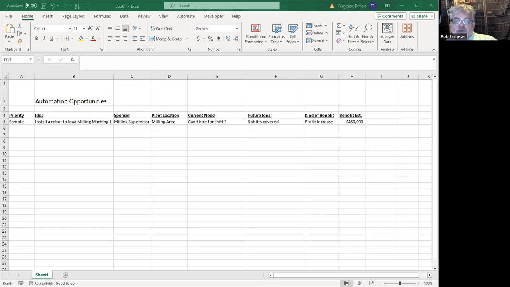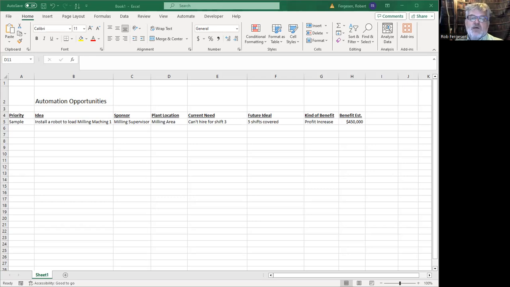The third column is sponsor. This is probably, of all those columns, the most important column. Who is the primary sponsor, the one who really would like to get this in place? The fourth column is plant location, so that we can quickly locate where you are in the facility. If you are working across multiple plants, you might need to add a column for plant.